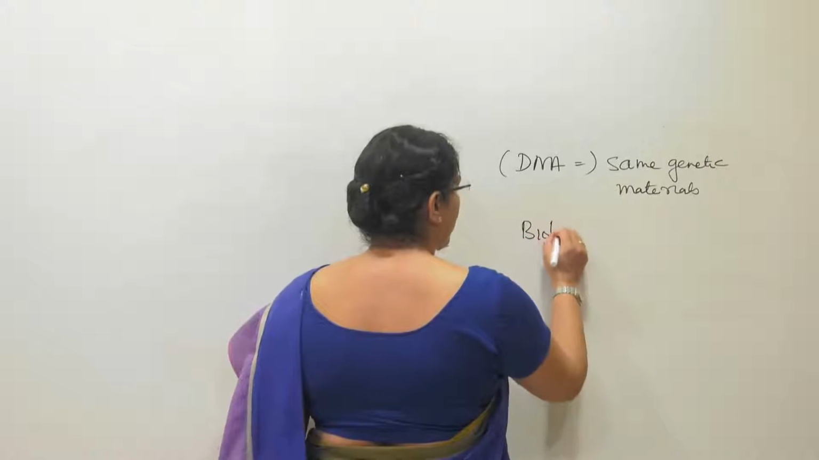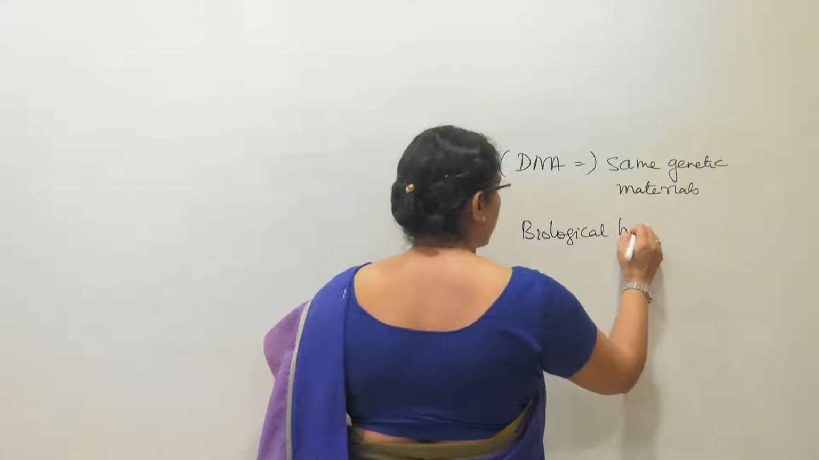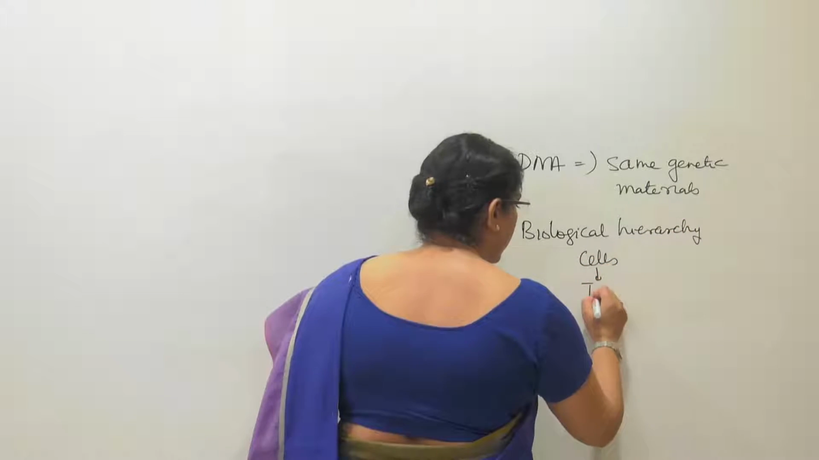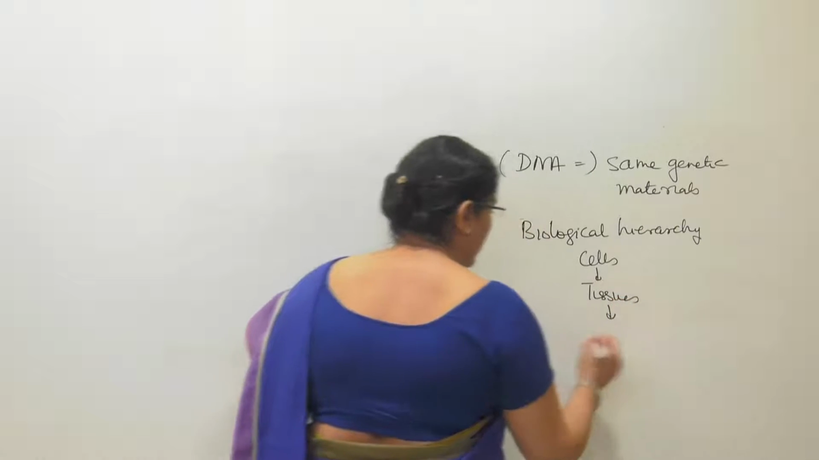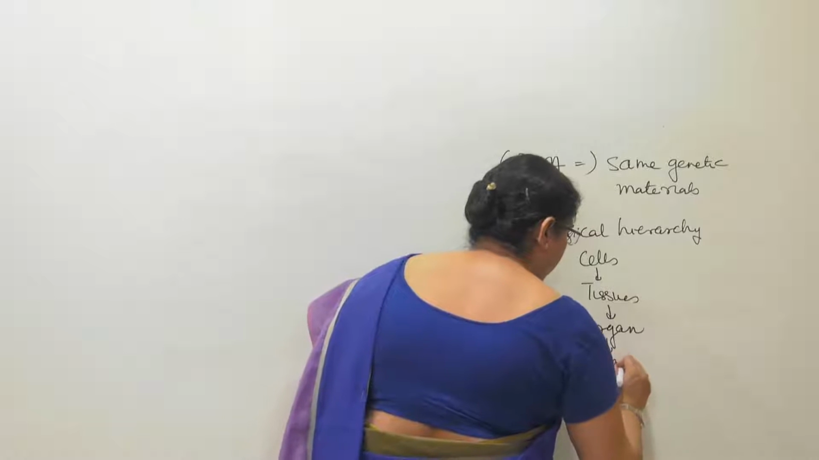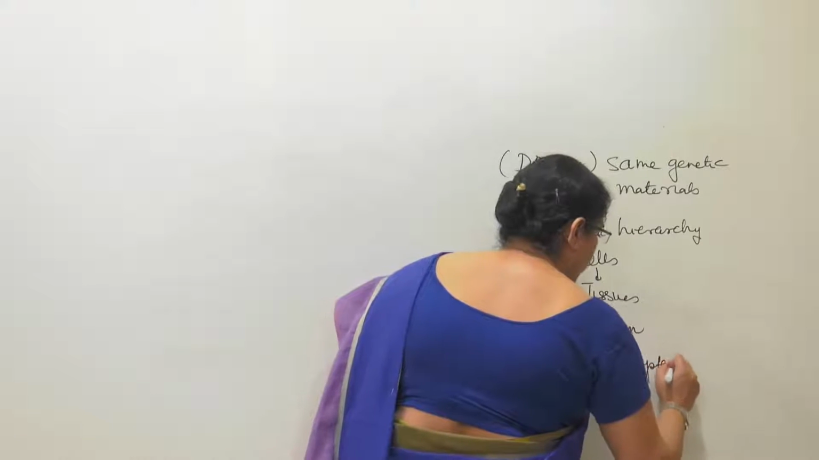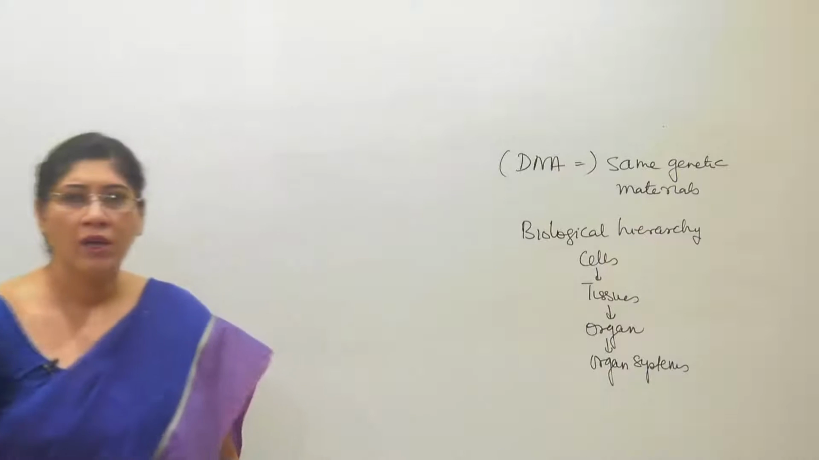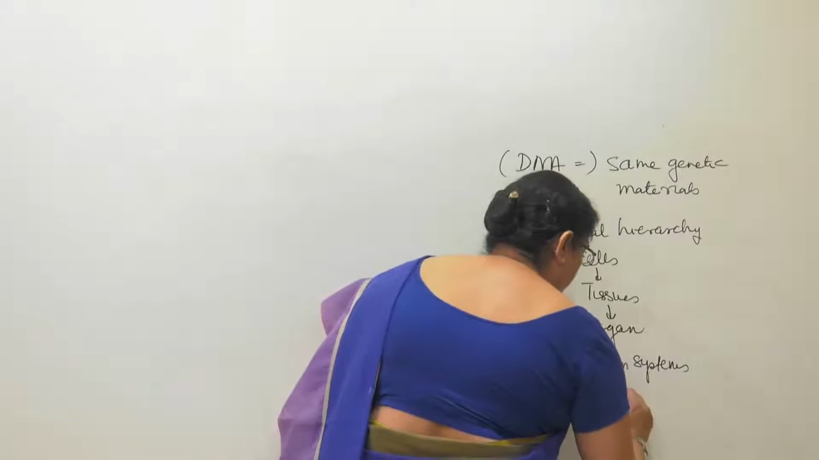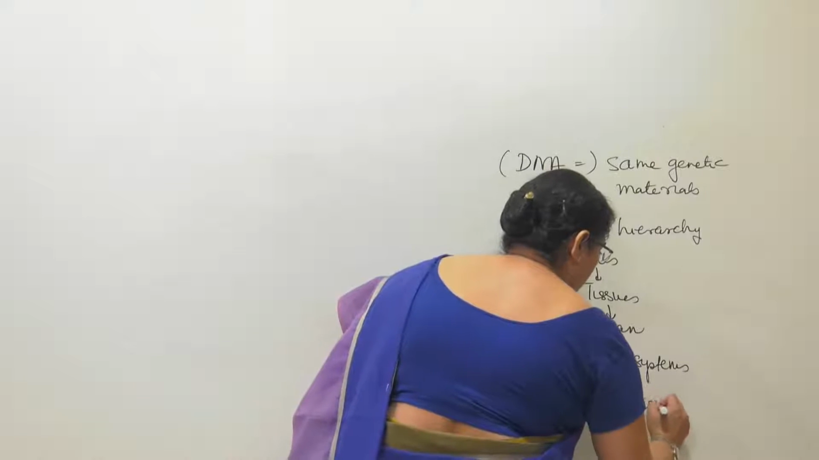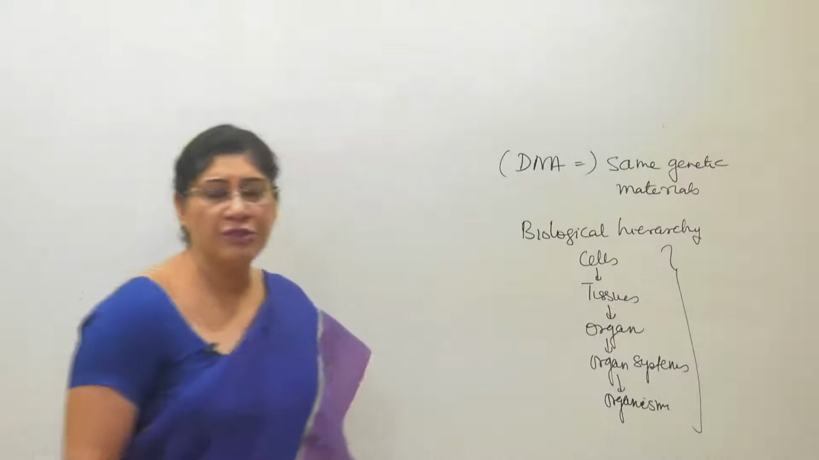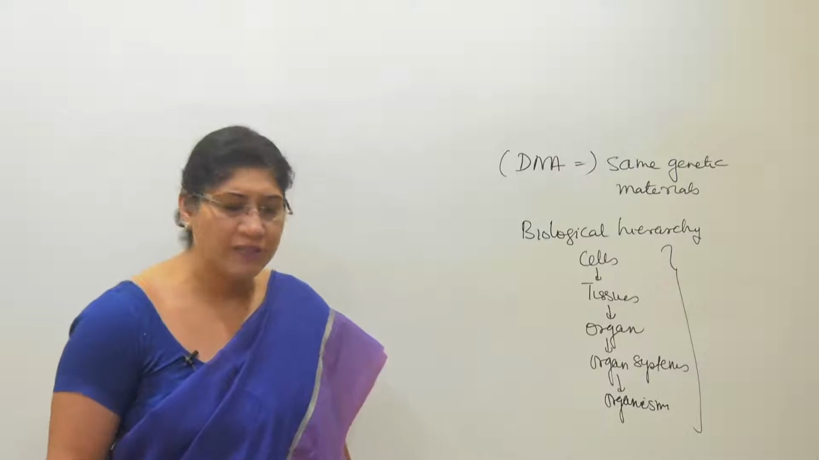Another thing we find in organisms is biological hierarchy. That is, cells aggregate to form tissues, tissues aggregate to form organs, organs aggregate to form organ systems, which will then form the organism. This is also called organization, which we study with respect to biological classification.